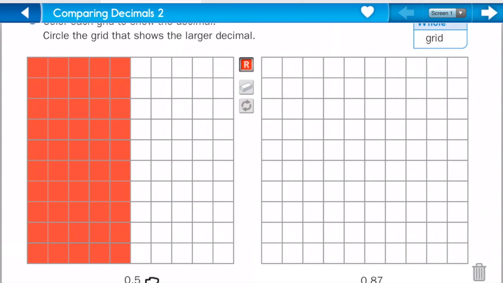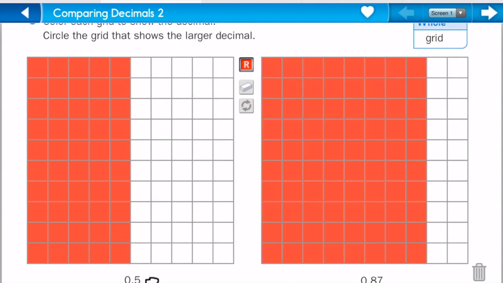It's 0.87. So that means we're going to have to fill in 87 boxes. So we know that we're going to have to do 8 rows and 7 boxes. I need to do 7 individual boxes. 1, 2, 3, 4, 5, 6, 7.